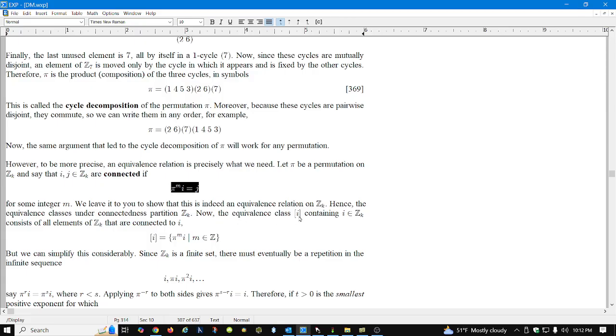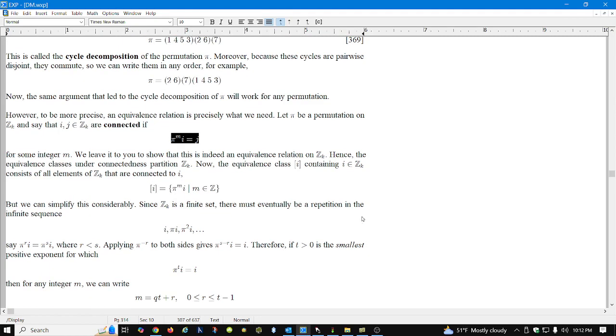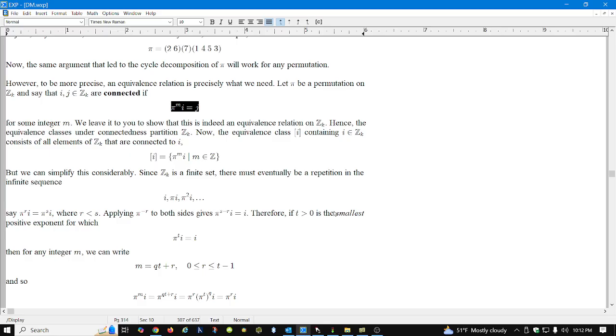Well, the equivalence class containing an element i in Zk consists of, by definition, all the elements of Zk that are connected to i. So it's all these powers of pi applied to i. But we can simplify this quite a lot, because Zk is a finite set. When we start with i and repeatedly apply pi, sooner or later there's going to be duplicate entries, because this is potentially infinite, but there's only a finite k elements in Zk. So at some point, pi to the r of i is going to equal pi to the s of i, where we can assume r is less than s.